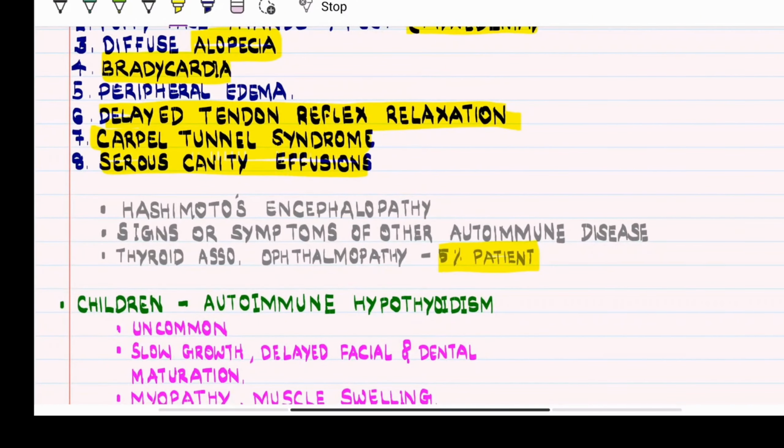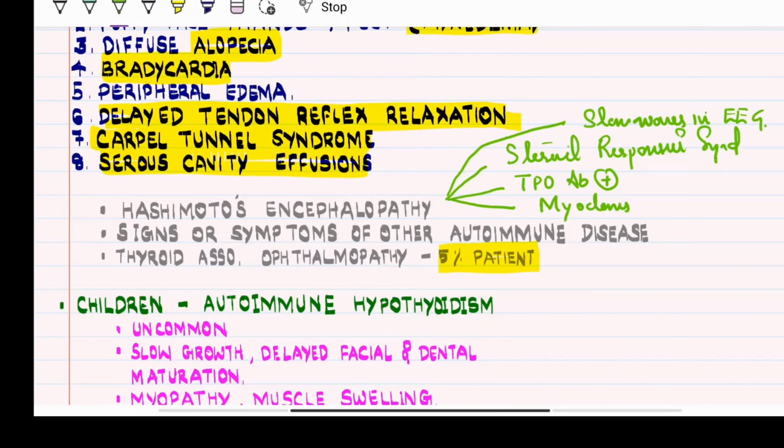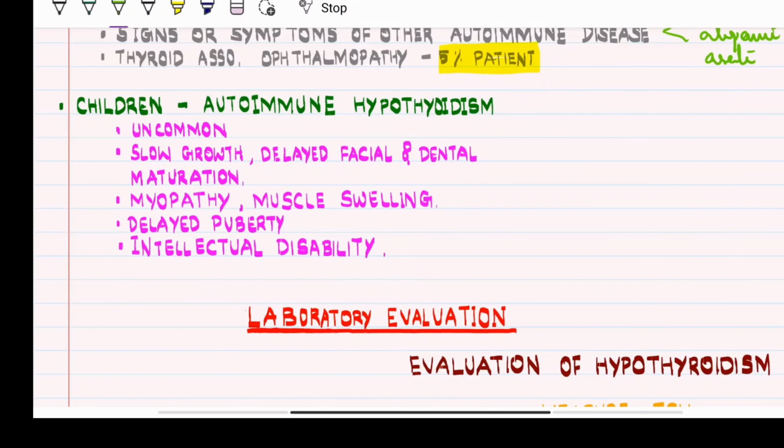Okay. When we're dealing with Hashimoto's encephalopathy, it is a steroid-responsive syndrome. The TPO antibody will be positive. Then there will be myoclonus, and we can rarely see some slow waves in EEG. Okay, these are the features of Hashimoto encephalopathy. Here we can also see the signs and symptoms of other autoimmune diseases like vitiligo, alopecia areata, like that.